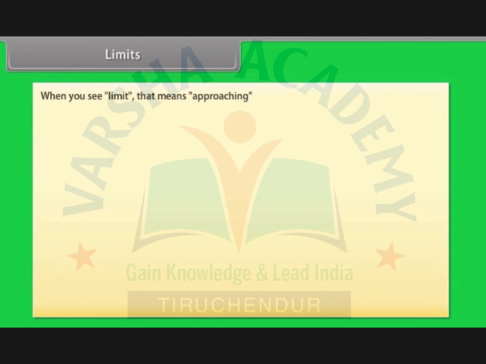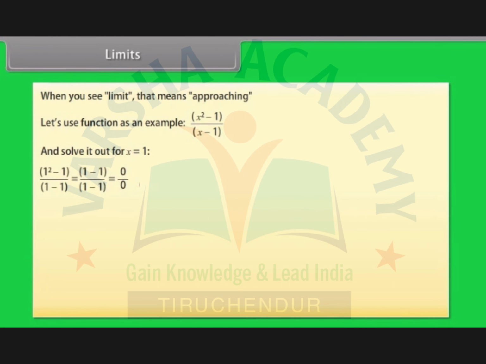Limits. When you say limit, that means approaching. Let's use this function as an example: x square minus 1 by x minus 1. And let's work it out for x is equal to 1. 1 square minus 1 by 1 minus 1 is equal to 1 minus 1 by 1 minus 1, which is equal to 0 by 0. Now, 0 by 0 is a difficulty. We don't really know the value of 0 by 0. So, we need another way of answering this.